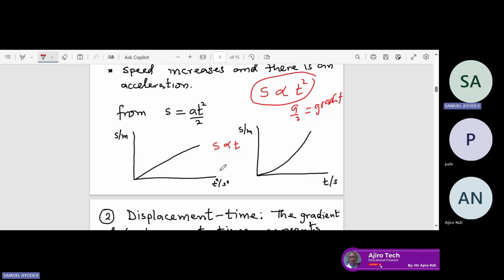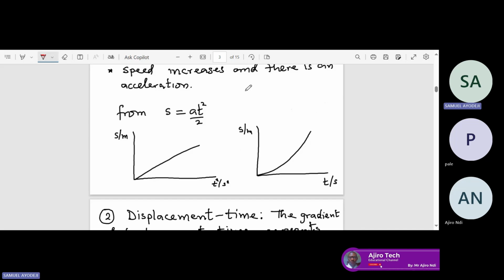For x against t squared, this is the graph. So take note of the difference between the two. And it can also be extended to something like this.